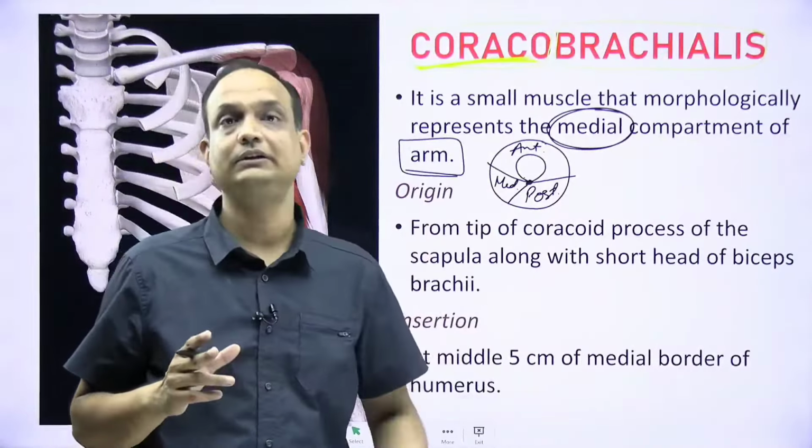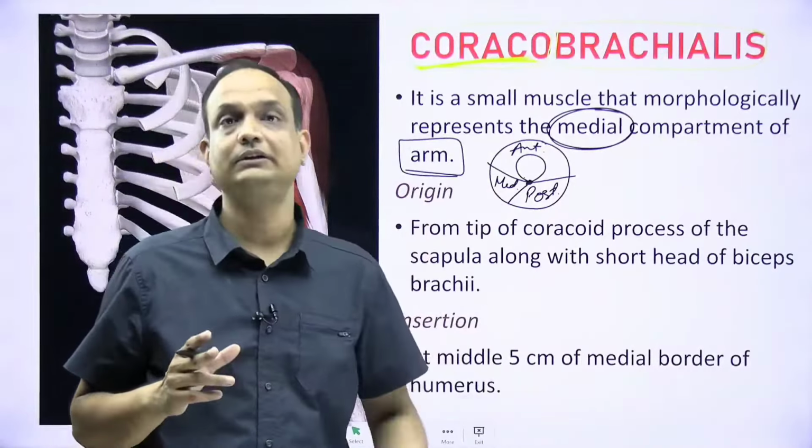Clear? That means when you talk about the action of coracobrachialis, it is also an adductor. Why adductor? Because you have the medial muscles on the thigh which are adductor in nature. So, we are comparing the thigh and the limb, and that's why it becomes easy to understand that this coracobrachialis is also an adductor and it is comparable with the medial part of the thigh.